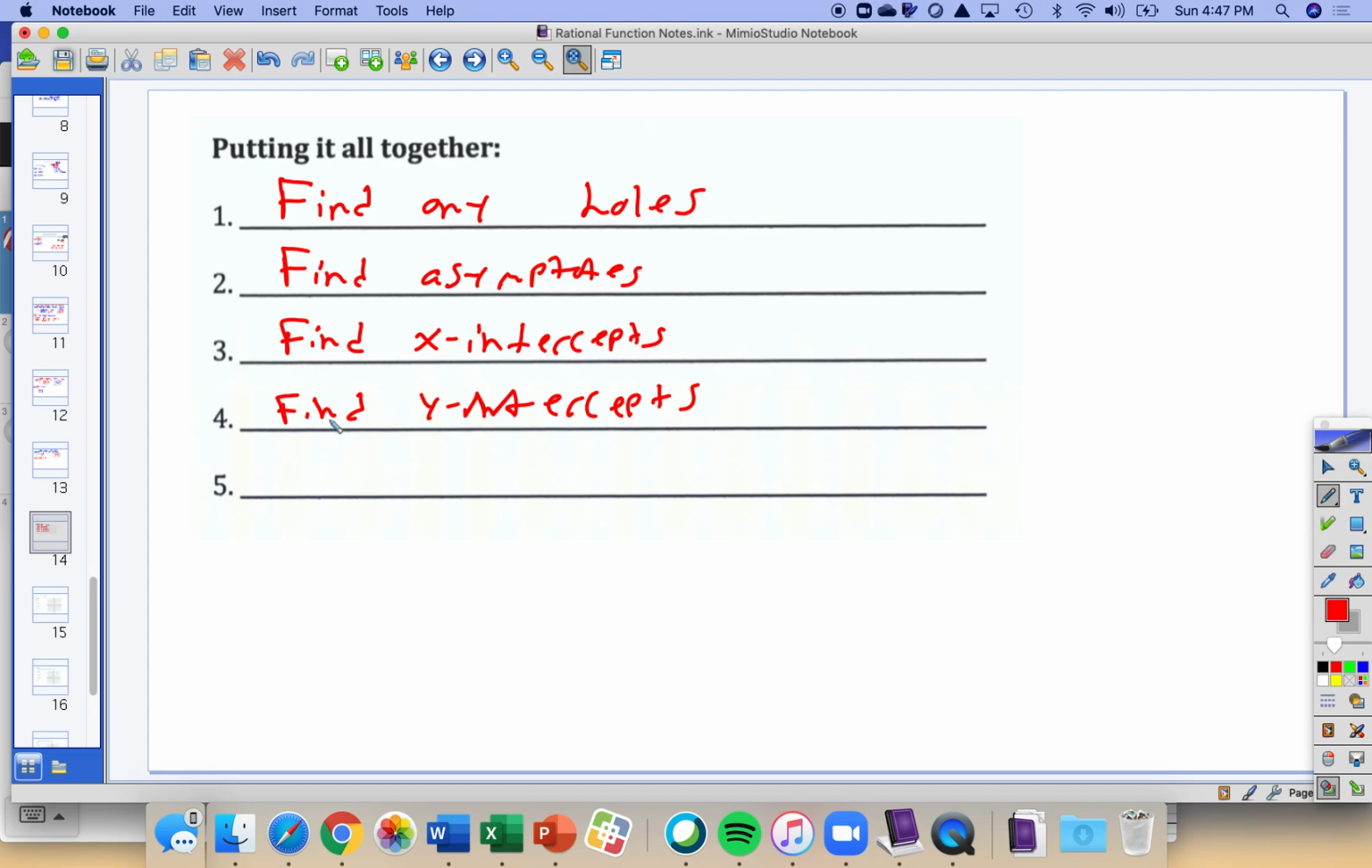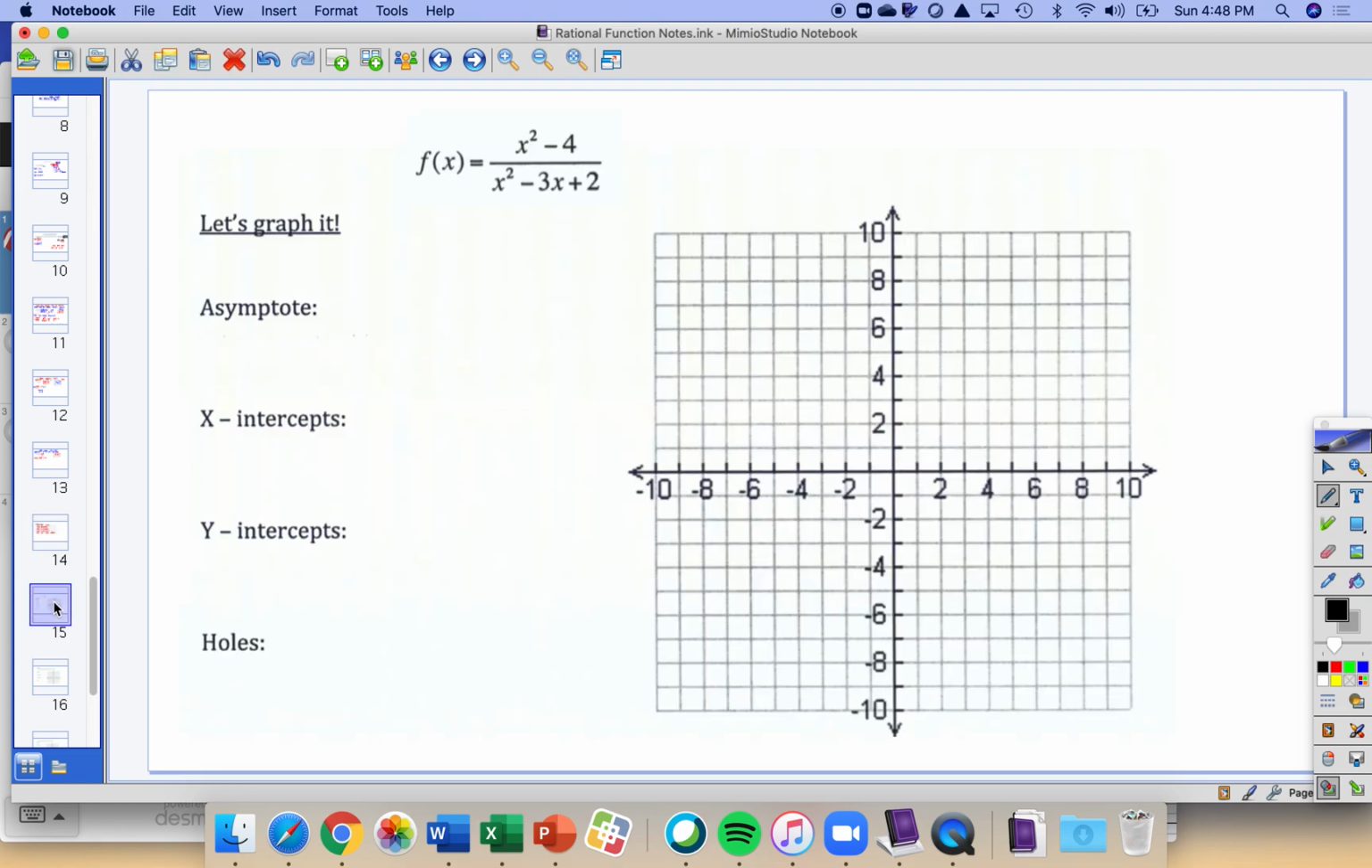And then finally, once you find all this and you plot it onto a graph, if you still don't have a good image, find any extra points that you may need. Start inputting any x values and finding y values just to get a better idea of how the graph looks. You might not need it, but if you do, that's the last thing you should do, is find some points. So let's put the function we have all together.